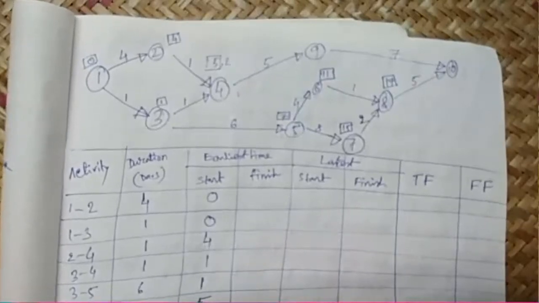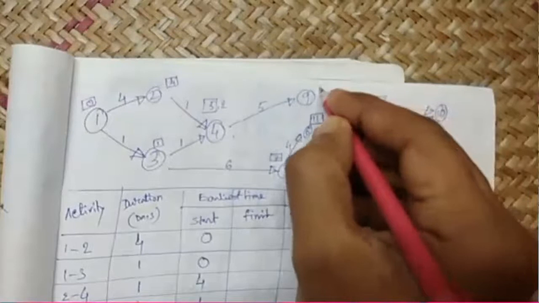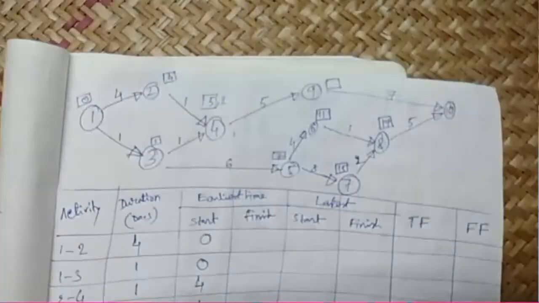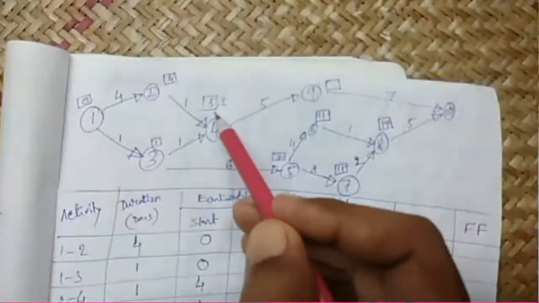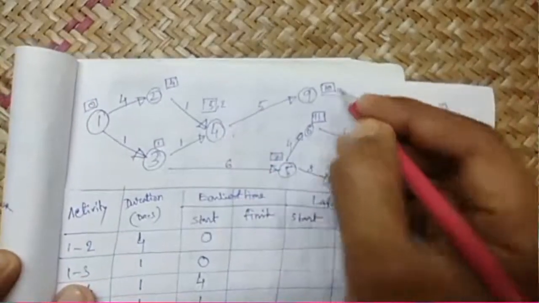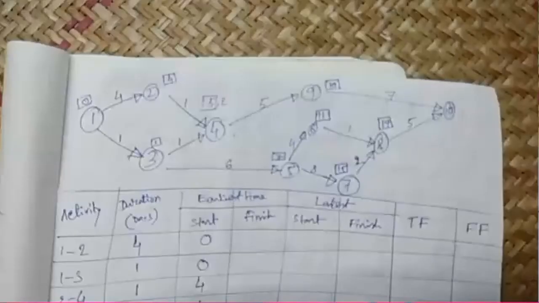Now 9 10. 10, sir. Why 9 10, why 17? On 4 9, this is 5, 5 plus 5 it will be 10. So 9 10 has earliest start at 10.